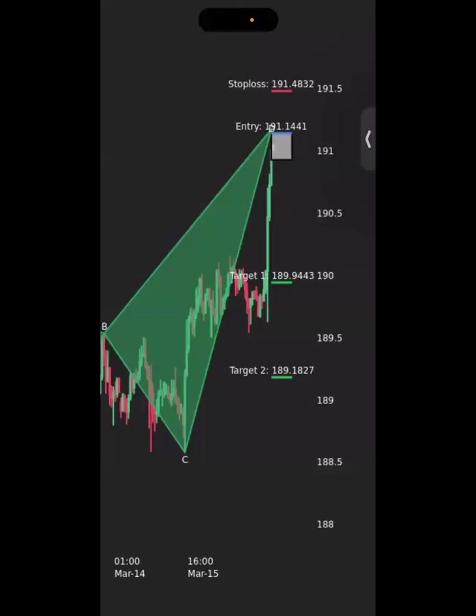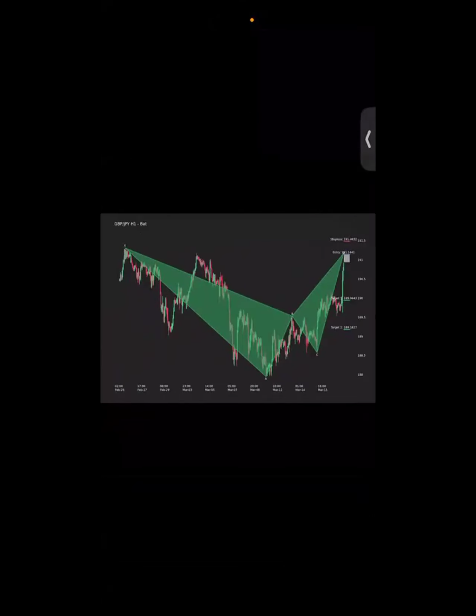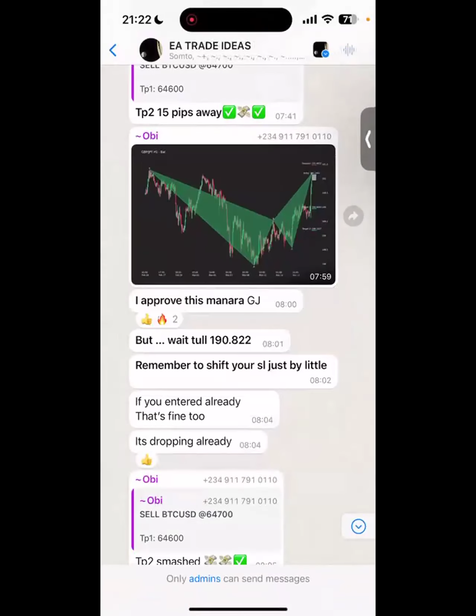So when I see a trade idea like this, let me tell you what I'm going to do. First off, I'm just going to look at the entry, 191.1441. And I will take note of the pair. What are they asking us to do? So zoom out. Let's see the pair. So it says GBP JPY. So scroll, come down. Let's see what they're asking us to do. Sell or buy.